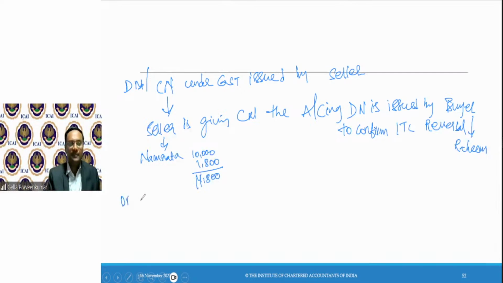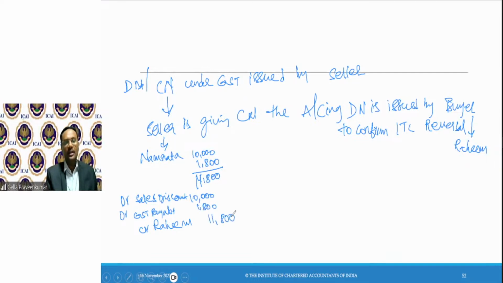Debit sales discount, debit GST payable, credit Rahim. She has accounted this credit note in her books, 11,800. So Namrata has recorded in her books that she is not going to receive 11,800 from Rahim. Now, this should be reciprocated by Rahim.